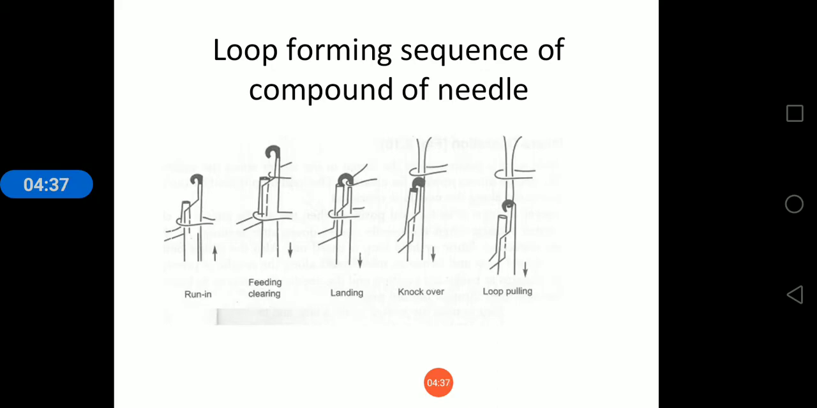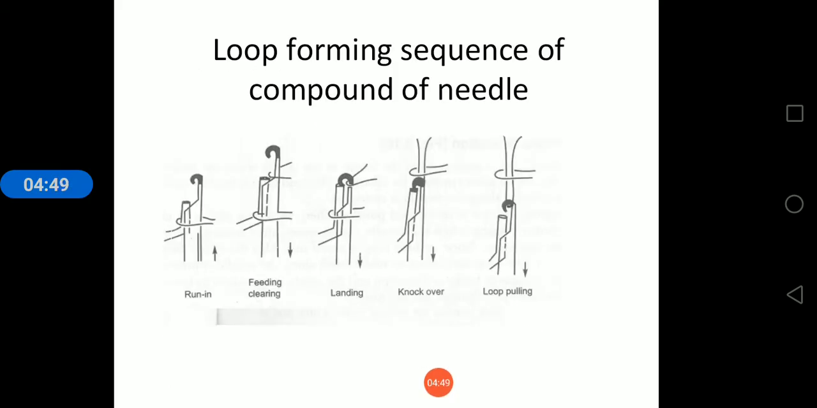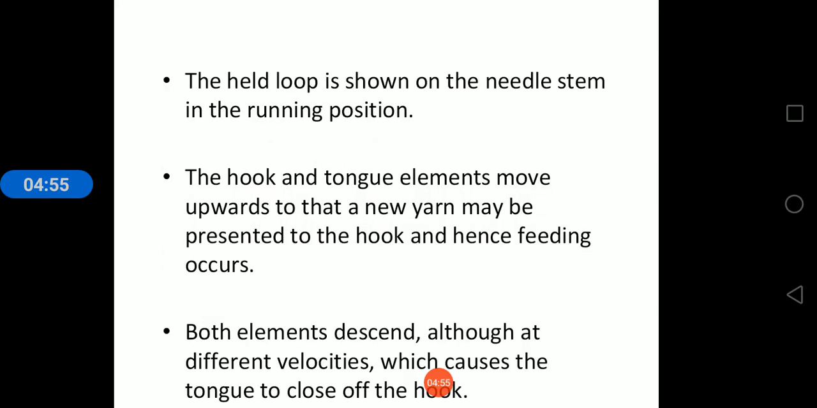Loop formation sequence of compound needles. The compound needle is a very essential part of weft and warp knitting fabric. The held loop is shown on the needle stem in the running position. The sinker is at the edge of the knob of the needle, very close. The hook and tongue elements move upwards so that a new yarn may be presented to the hook, and hence feeding occurs.